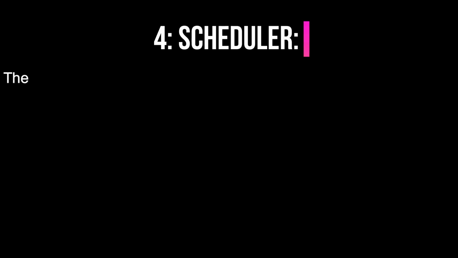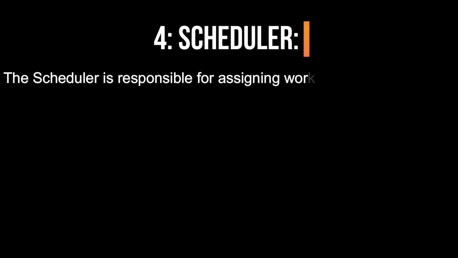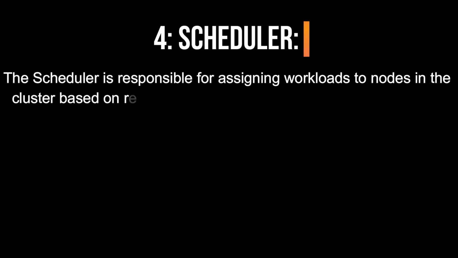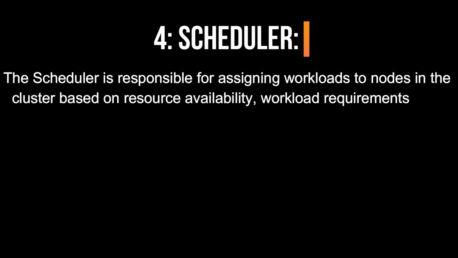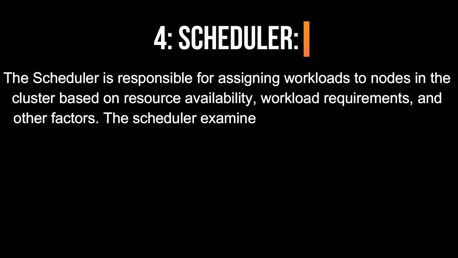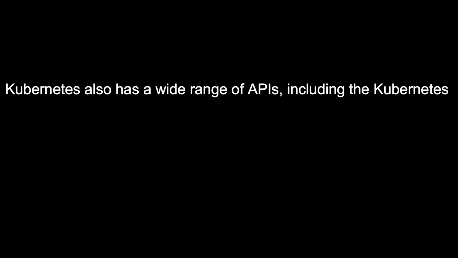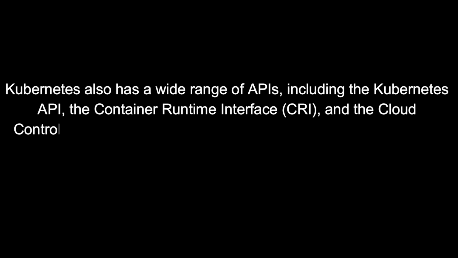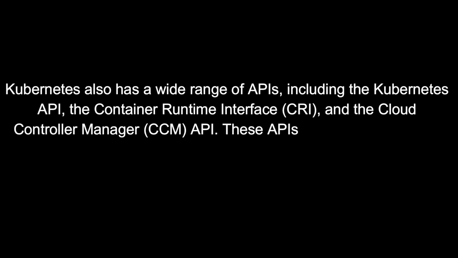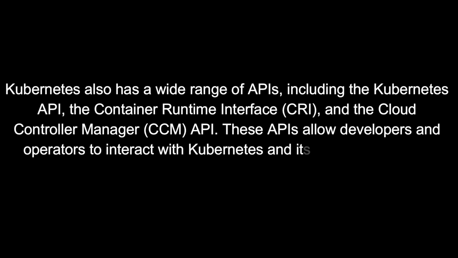4. Scheduler. The scheduler is responsible for assigning workloads to nodes in the cluster based on resource availability, workload requirements, and other factors. The scheduler examines the state of the cluster and determines the best node to run each workload on. Kubernetes also has a wide range of APIs, including the Kubernetes API, the Container Runtime Interface, CRI, and the Cloud Controller Manager, CCM, API. These APIs allow developers and operators to interact with Kubernetes and its resources using a variety of programming languages and tools.